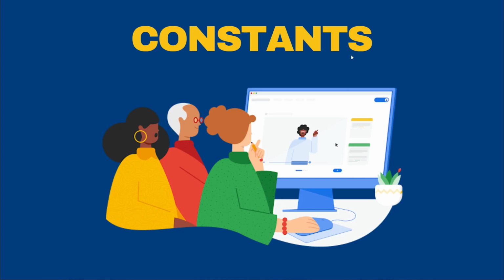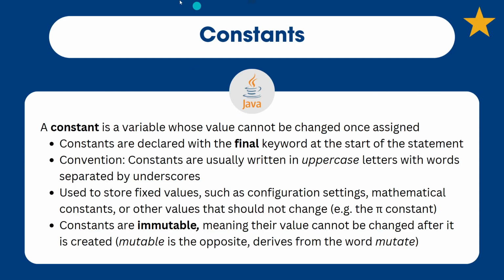A special type of variable we're going to cover are called constants. So what is a constant? It's a variable whose value cannot be changed once assigned. Now this kind of goes against how we typically think of variables, right? Because variables are supposed to be dynamic, they can change. But constants are still extremely useful.